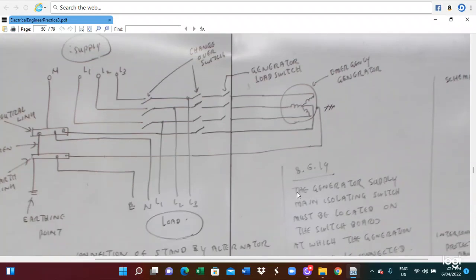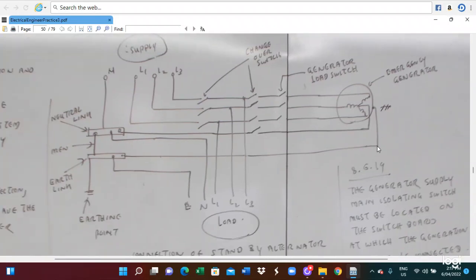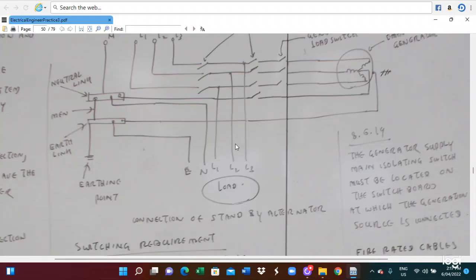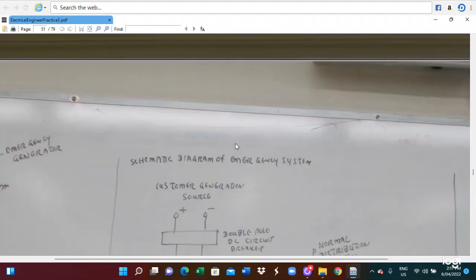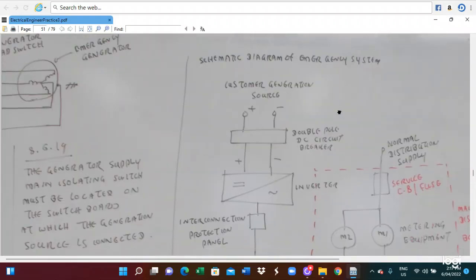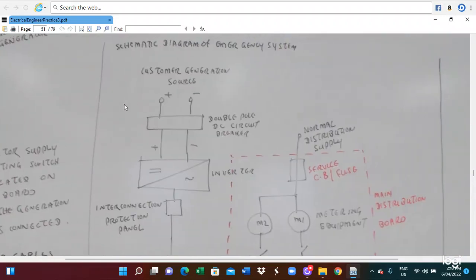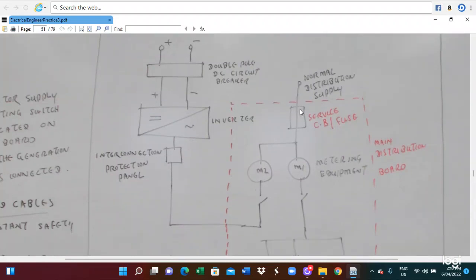So this is the diagram of the three phase generator, load, the change over switch and the supply connection. And this is for the main neutral link, the outlet, the load, the generator and the supply. Change over emergency system and the normal system connection diagram. Here is a schematic diagram of the emergency system.